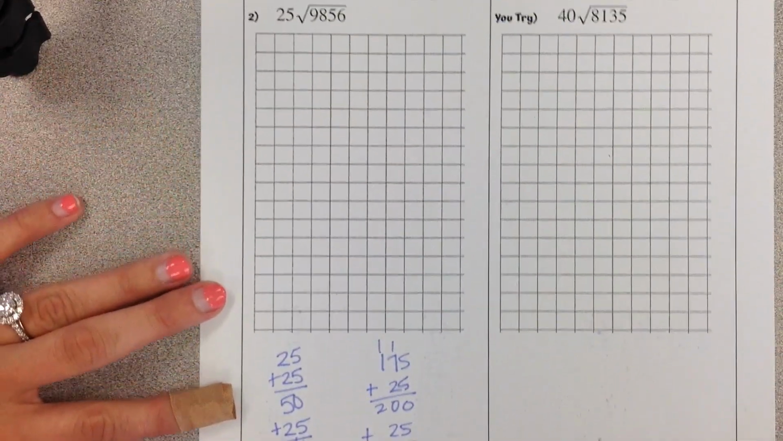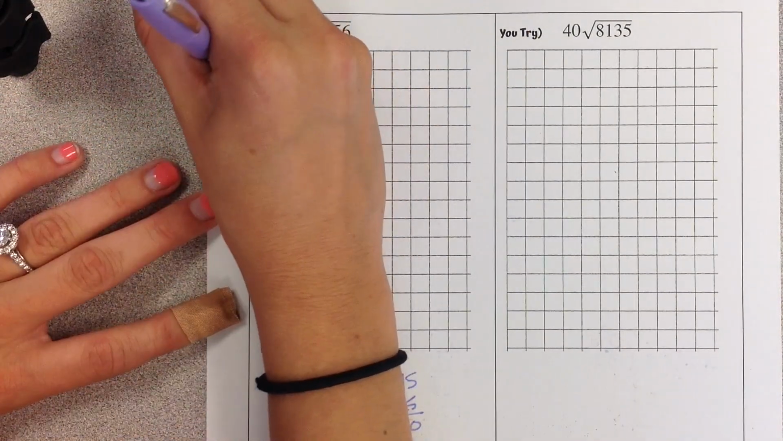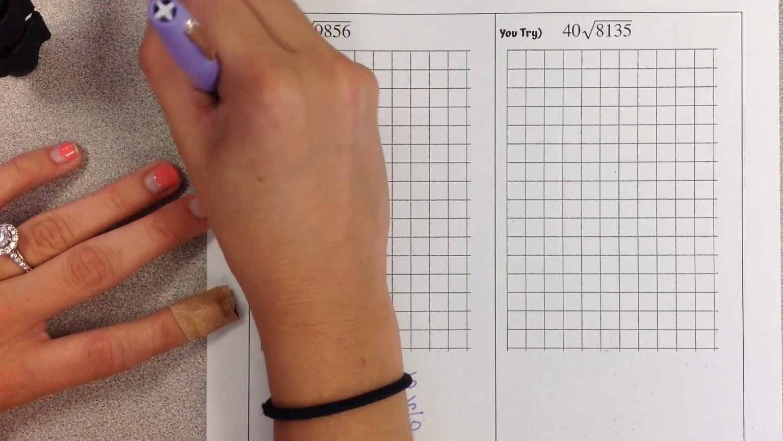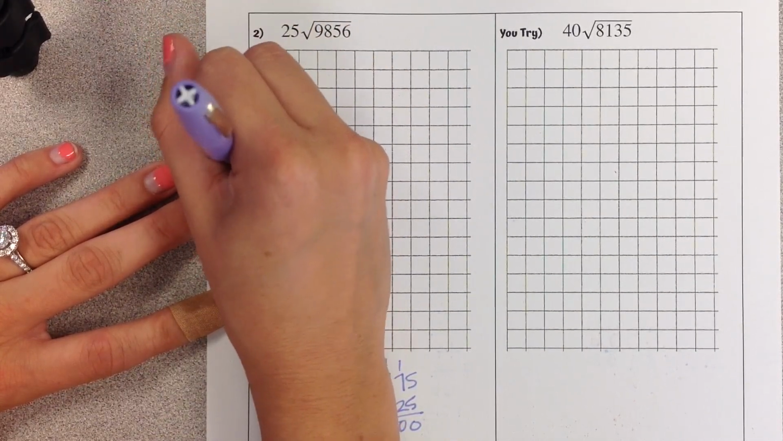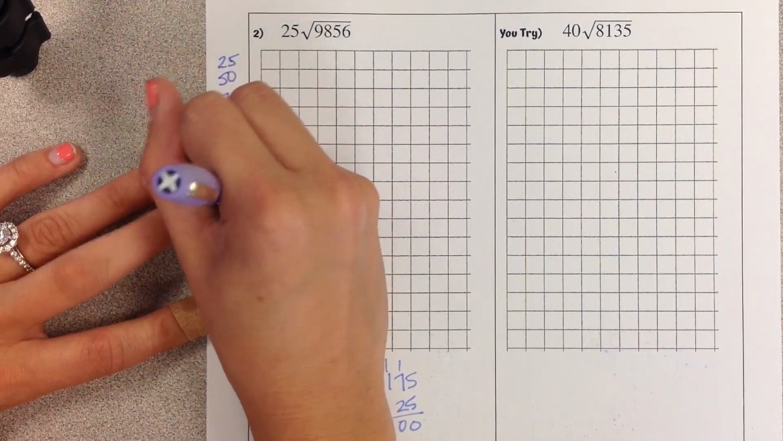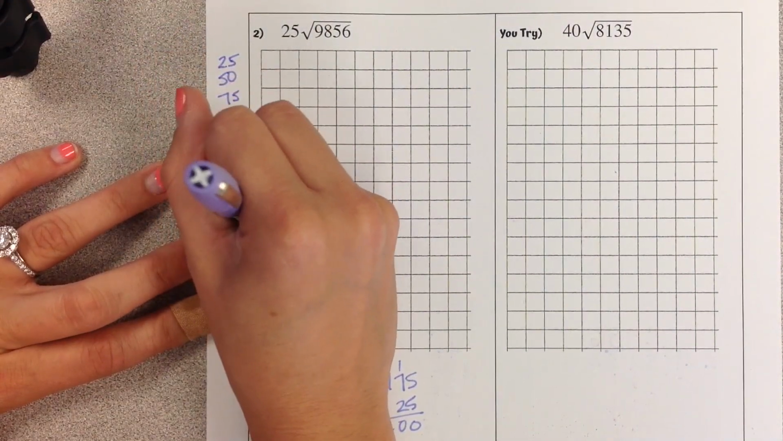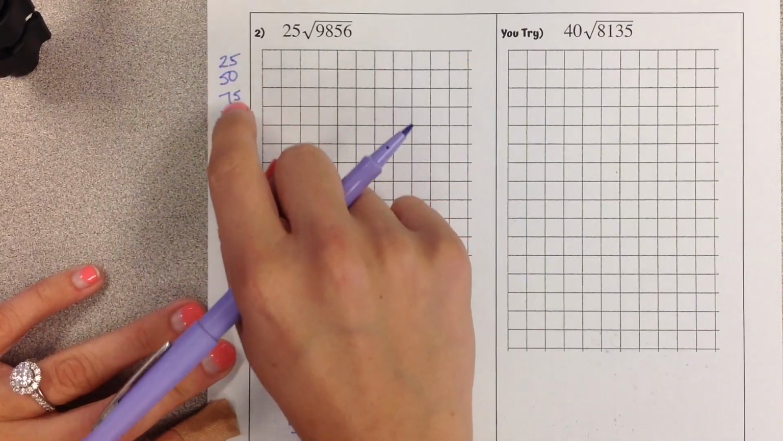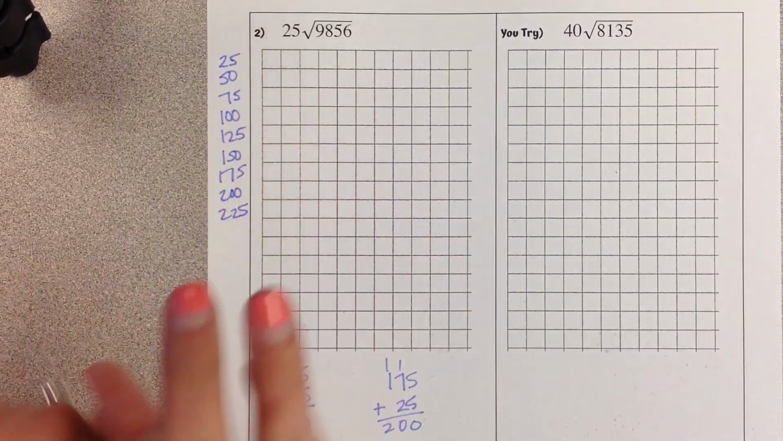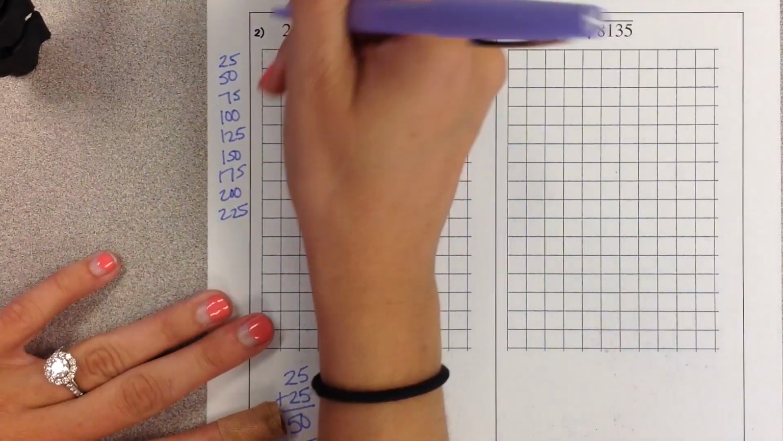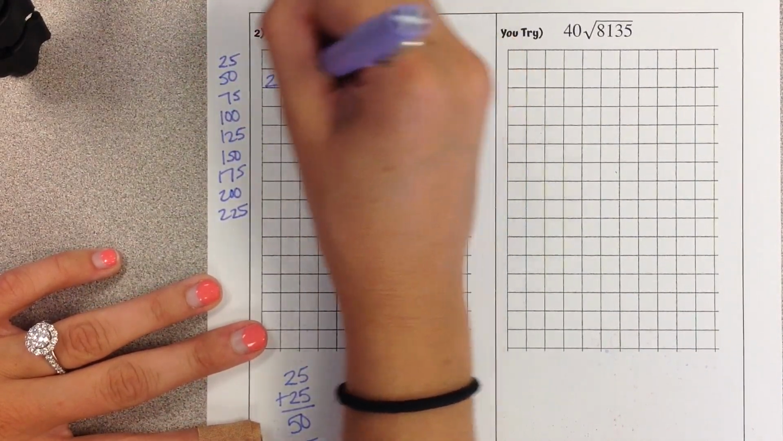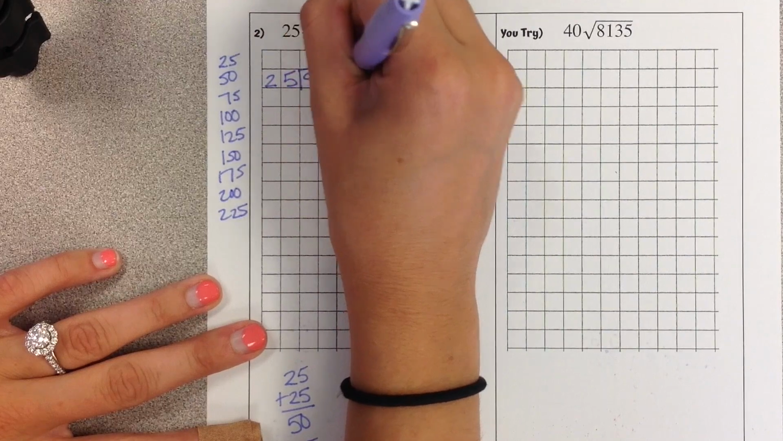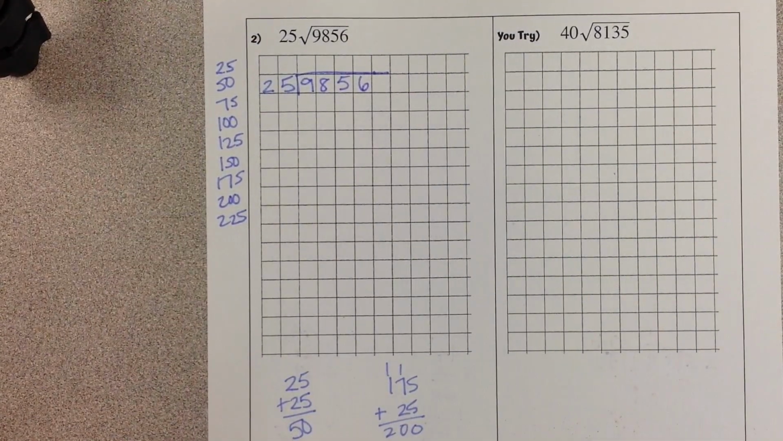I'm going to write these on the side up here. 25, 50, 75, 100, 125, 150, 175, 200, 225. 1, 2, 3, 4, 5, 6, 7, 8, 9. All right, we've got our multiples. Now I'm going to divide. Again, I'm starting on the far left, one row from the top. Okay, let's do our division.